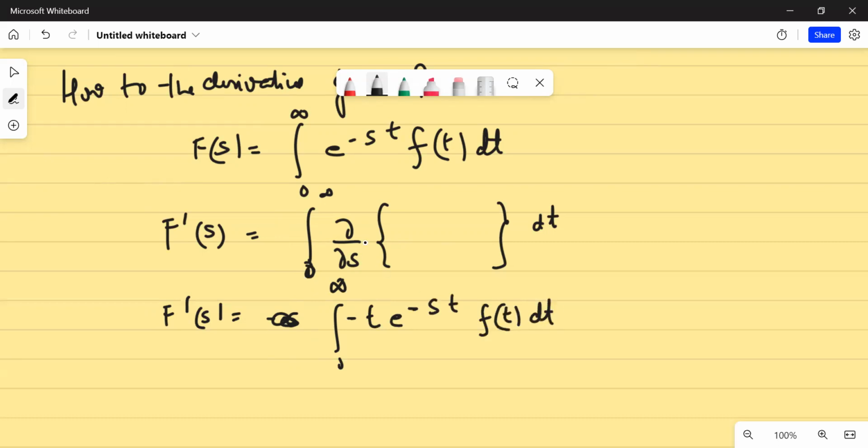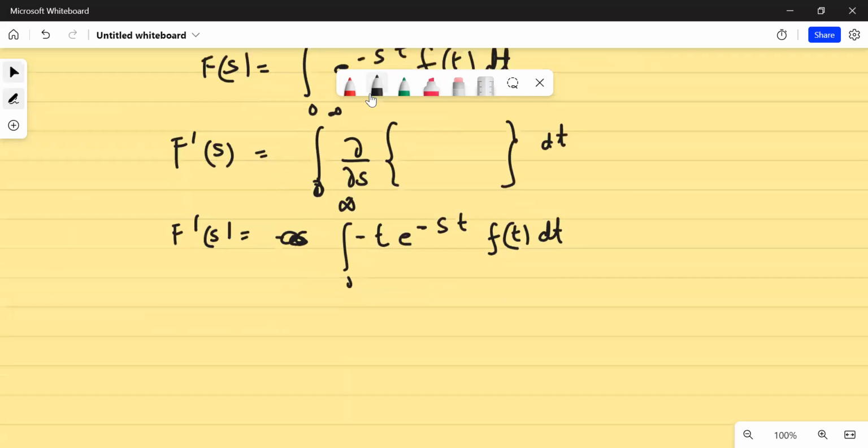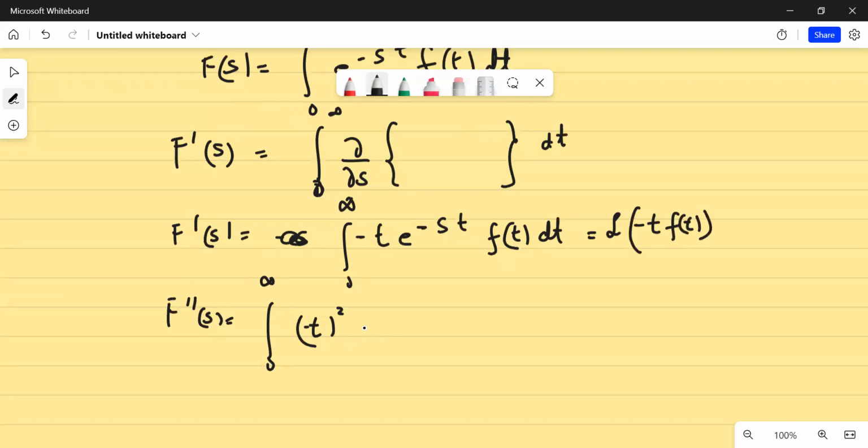Is that clear? If you partially differentiate with respect to s, then which term comes along with the e raised to the power minus st? It is minus t. If you do it 2 times, what will happen? It will be simply the integral from 0 to infinity of t squared e raised to the power minus st f(t) dt. And this will be equivalent to writing the Laplace transform of t squared times f(t).